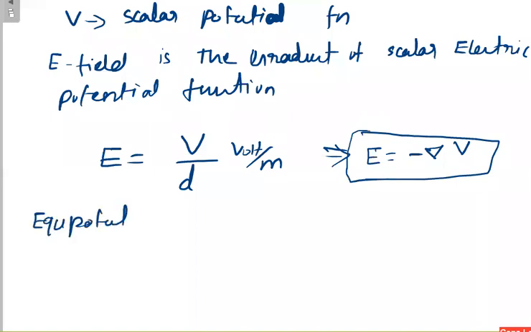Equipotential surface. The name itself clearly gives the idea. The potential is uniform over the surface. It is a surface on which the potential difference between any 2 points is zero.